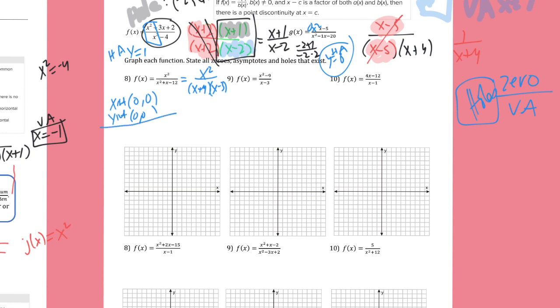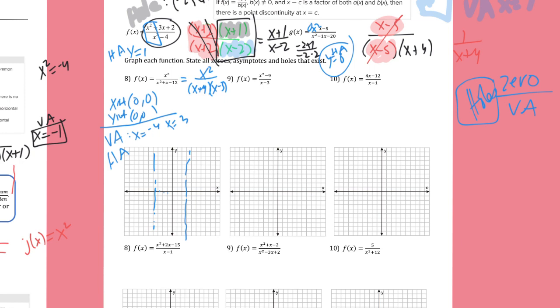And then let's do the asymptotes. The vertical asymptotes would be the ones on the bottom. So the vertical asymptotes would be x equals negative 4 and x equals 3. So we can go to negative 4, 1, 2, 3, 4, and then x equals 3, 1, 2, 3.